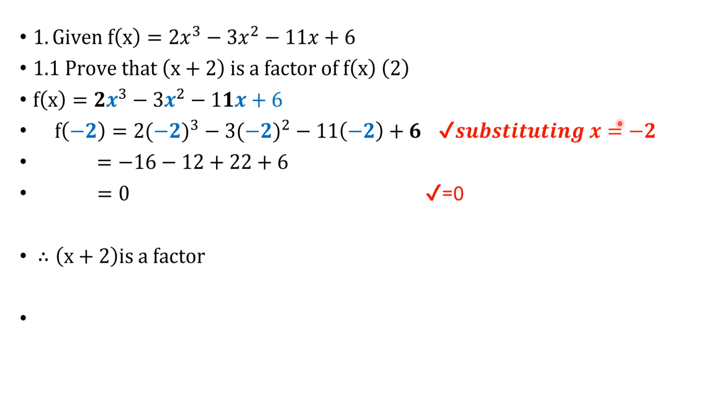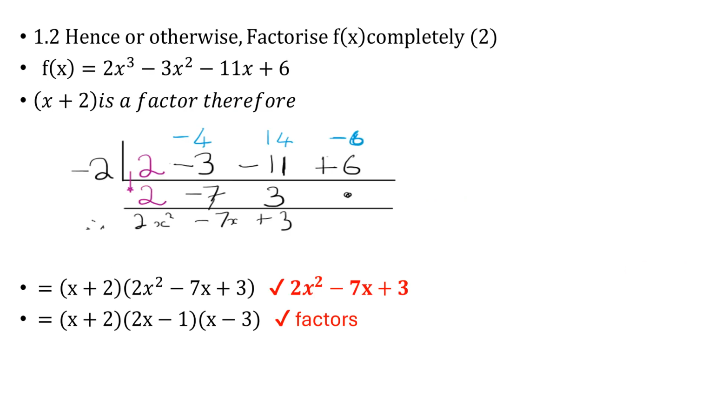1 mark for correct substitution of x equals negative 2. Multiply out, that gives me minus 8 times 2 is minus 16. Positive 4 times negative 3 gives me negative 12. Negative 2 times negative 11 gives me positive 22 plus 6. So I have minus 28 plus 28 gives me 0. So my second mark for getting 0. Therefore, x plus 2 is a factor. Right, I hope you understand. Let's look at the second problem.